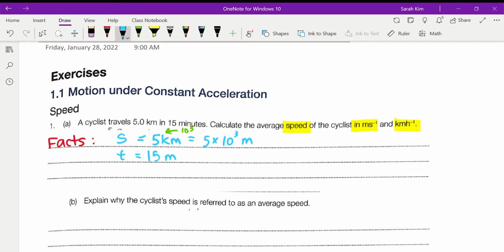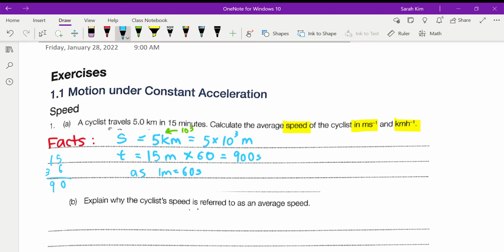Alright, 15 minutes. Now, if you want to change minutes to seconds, you just times 60 because 1 minute is 60 seconds. So hopefully we're pretty familiar with that conversion. Alright, 15 times 60, you can just do it on the side if you don't have a calculator. Go 90 and then another 100, so it's 900 seconds. So hopefully we're okay with that.